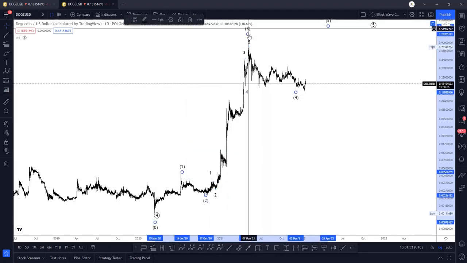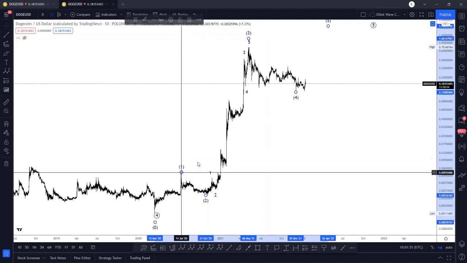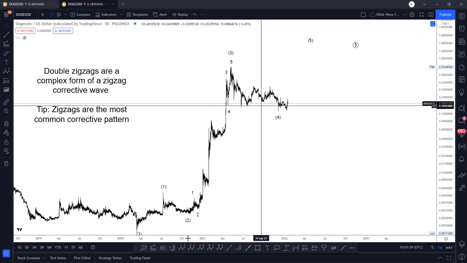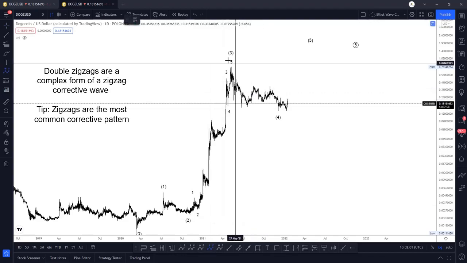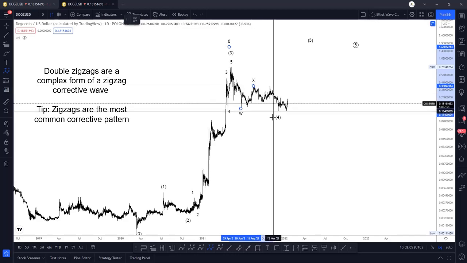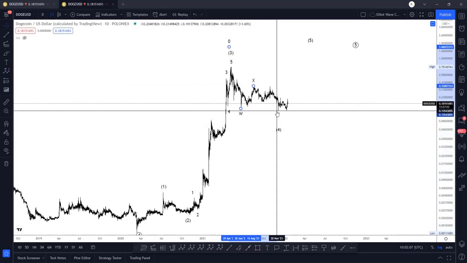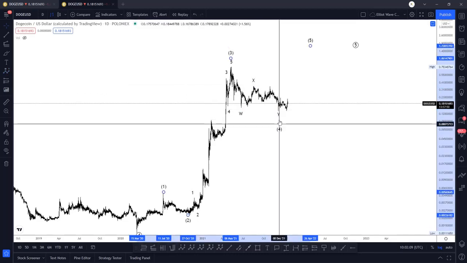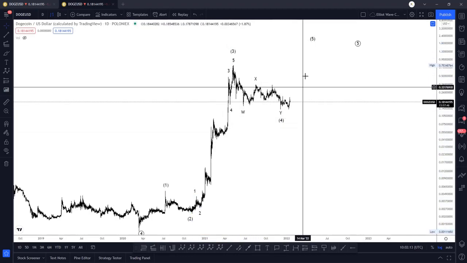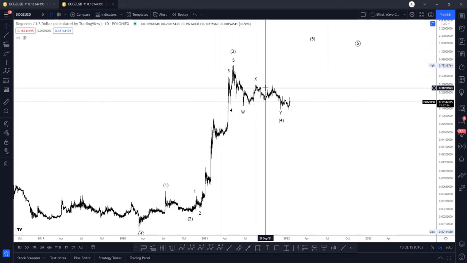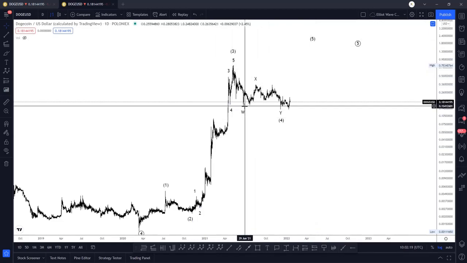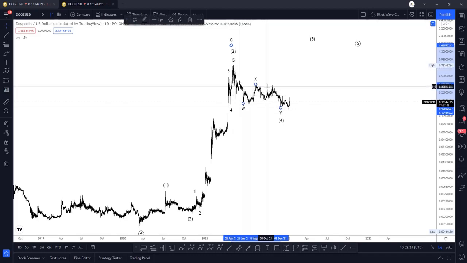Just like that, guys. Fairly simple and easy. And as you can see, we have a double zigzag correction with W, X, Y, just like that, and wave 4 ends here. So as you can see, just by a simple technique of zooming out of the charts, we are able to identify the more significant waves.